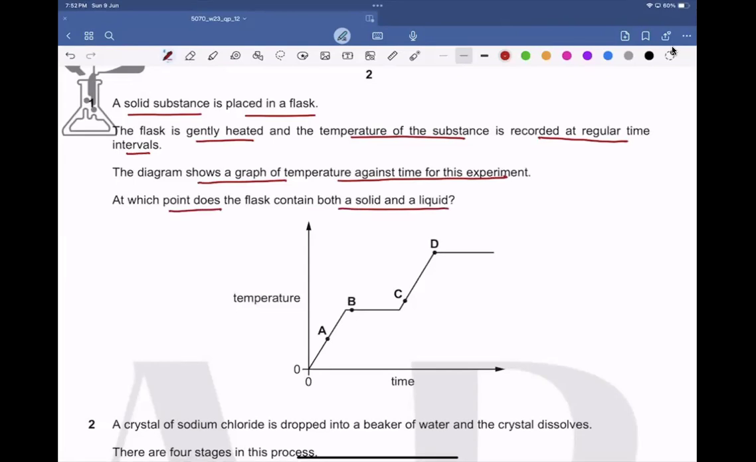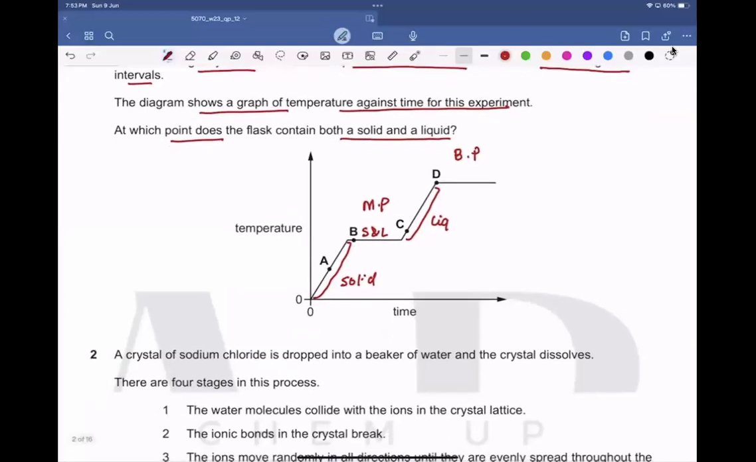As they have told you that a solid is placed, in this region we know there is a solid. Very good, Khadija. And we know at this region there is a liquid. So this is the boiling point and this is the melting point. If melting is taking place, then both solid and liquid coexist, both the states. So it's point B. The correct answer is B. A, C, and D are wrong. Very good, Zainab. Now, question number 2.